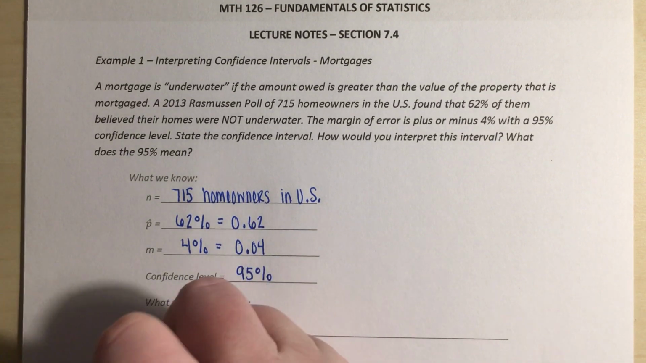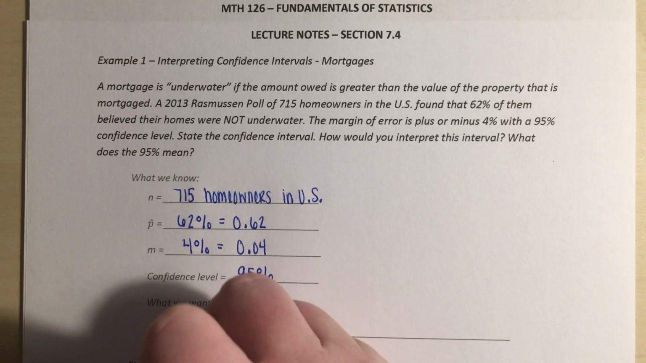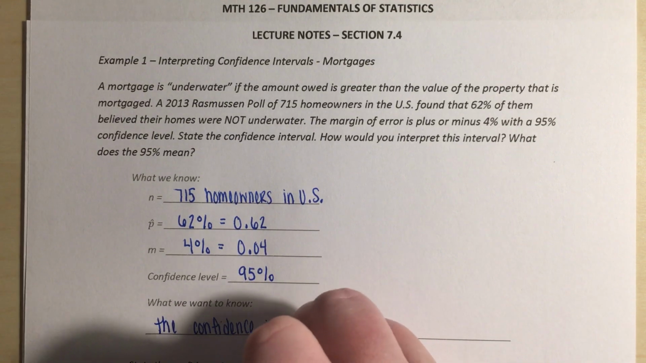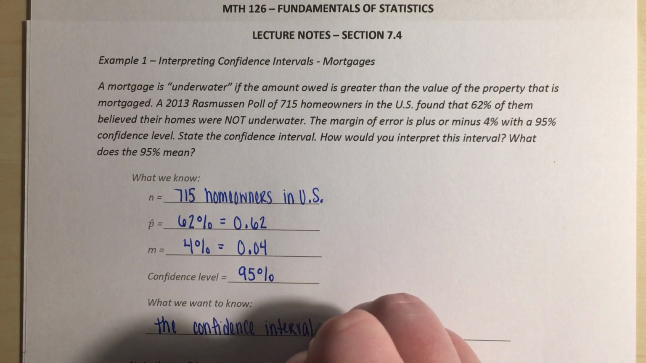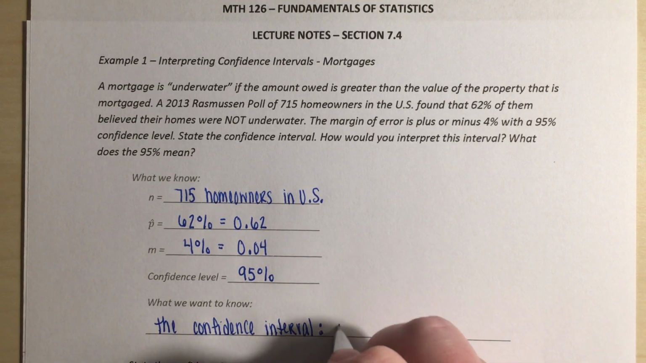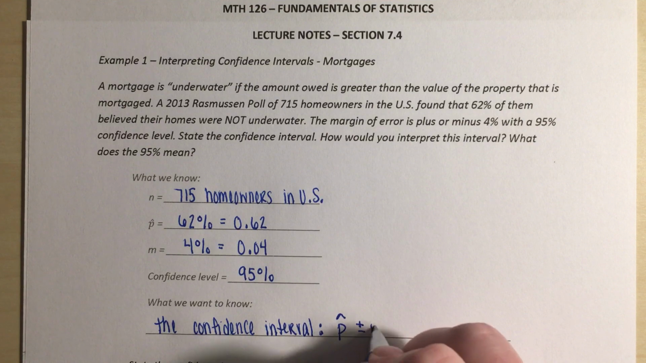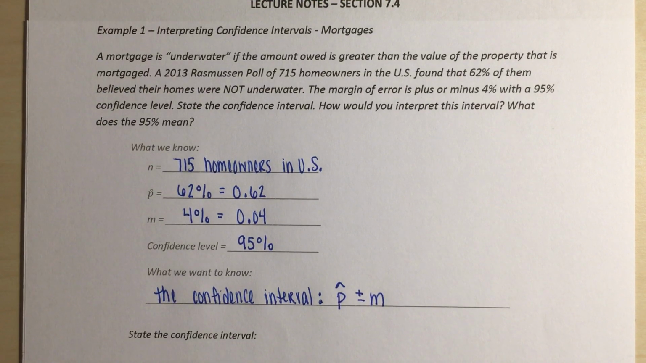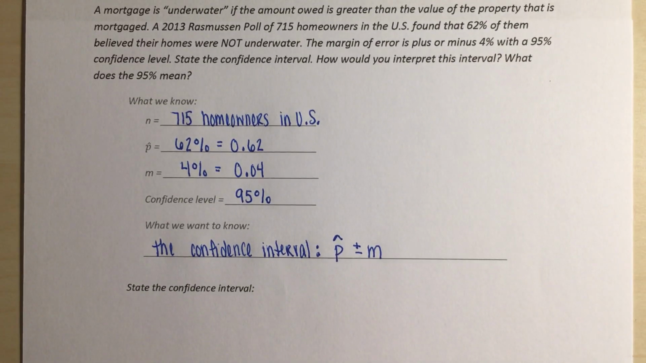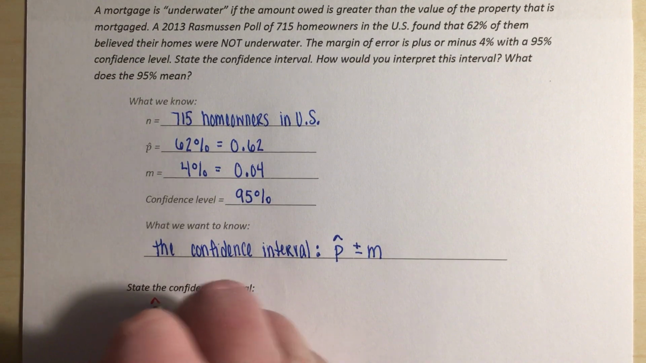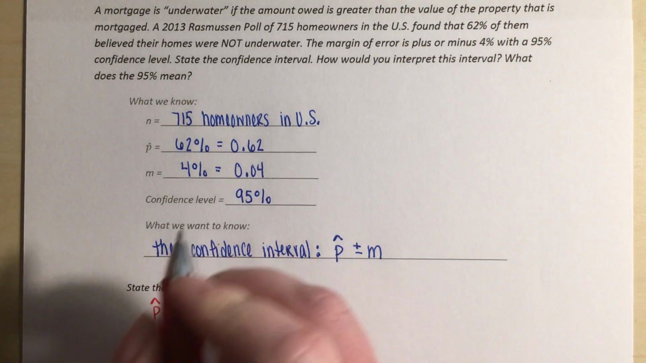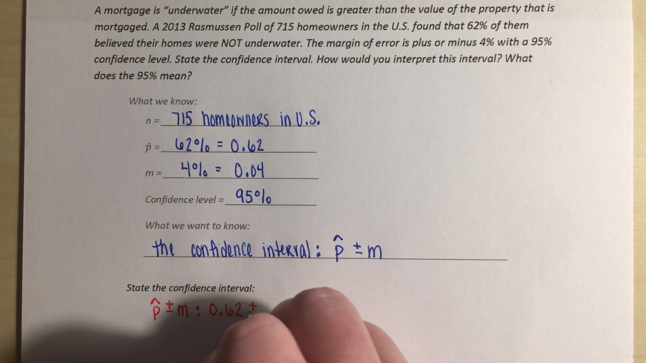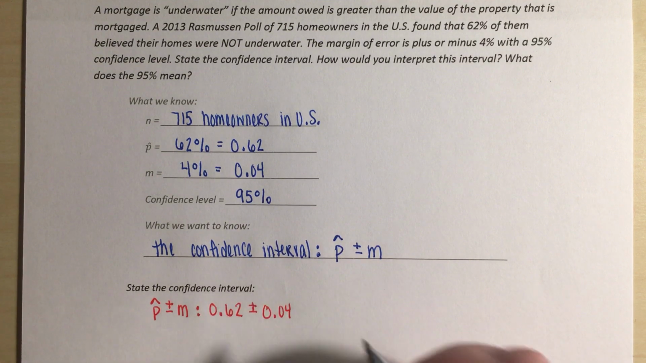And what we want to know is the confidence interval. Remember, our confidence interval is given by the formula P hat plus or minus M. So that is our confidence interval. To find it, we're going to use this formula, P hat plus or minus M, which is going to be 0.62 plus or minus our 0.04.